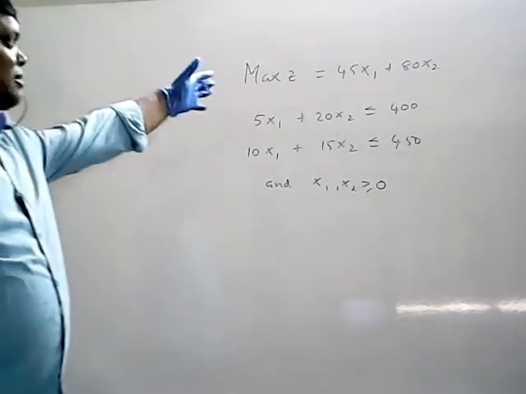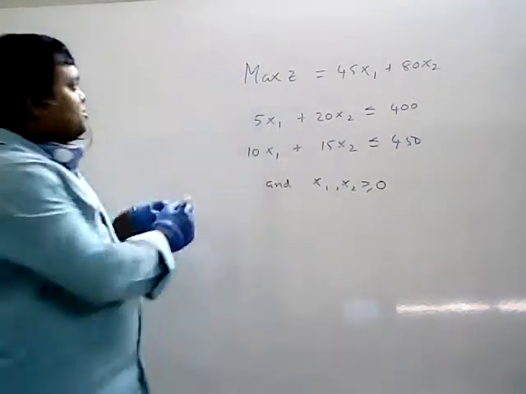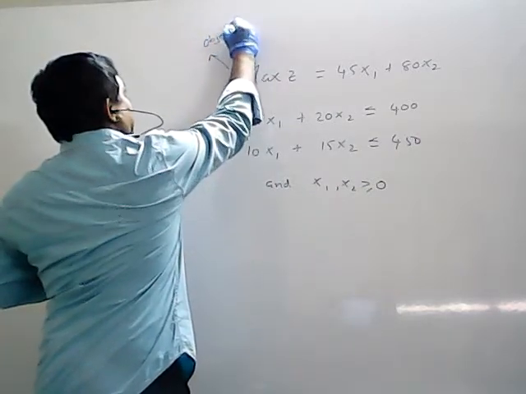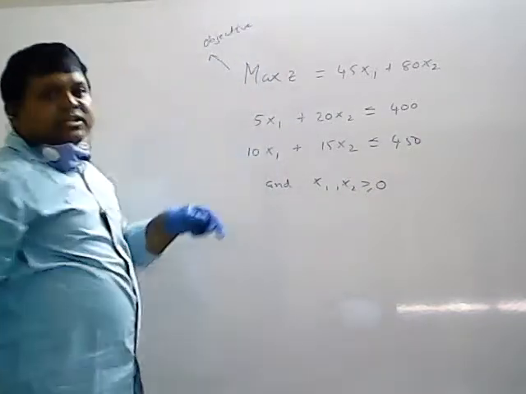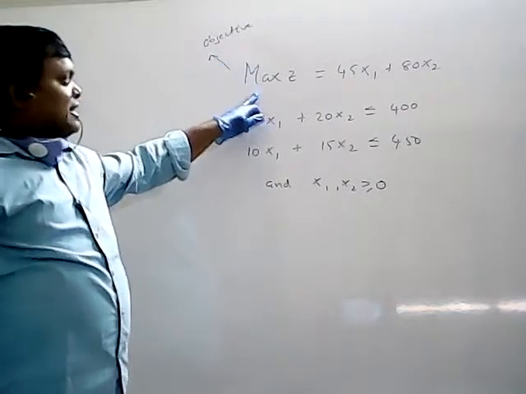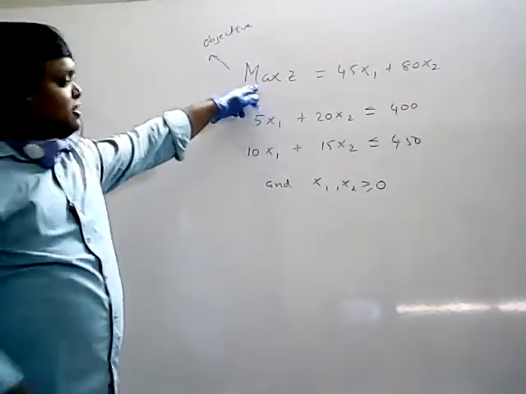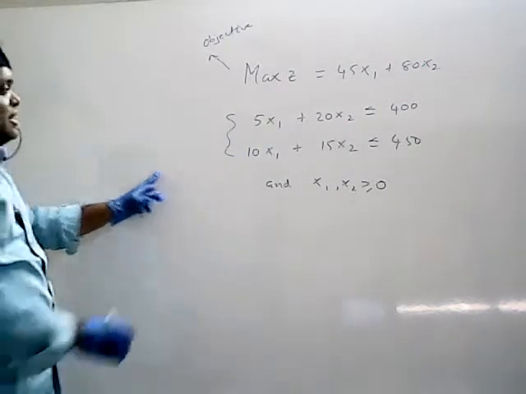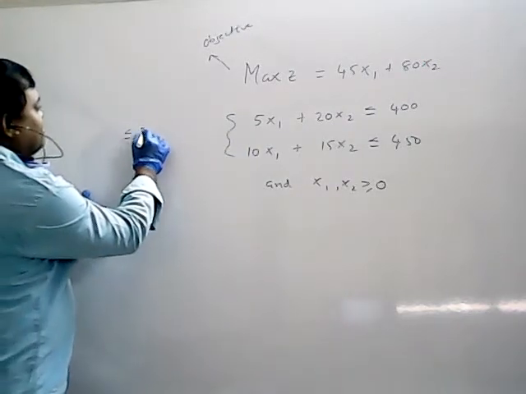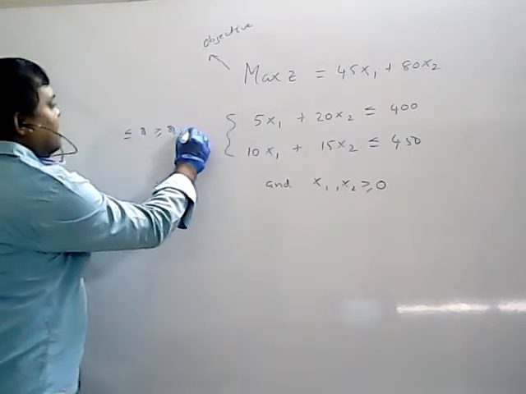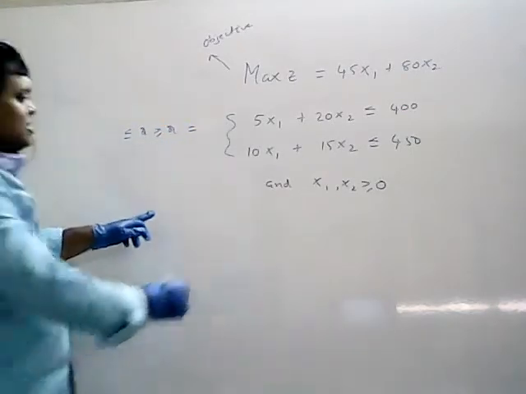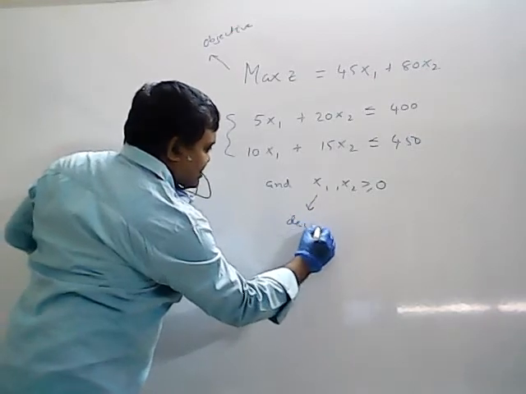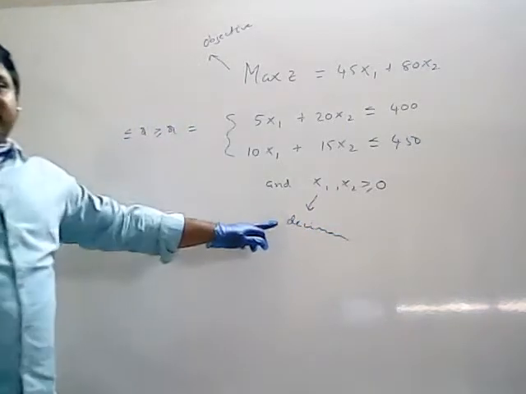Why is this called an LPP? I will explain. The first part is called the objective function. That means an objective function may be maximization or minimization. This is called the set of constraints. Constraints may be less than or equal to type, or greater than or equal to type, or equal to type. These are called decision variables or non-negative restrictions.